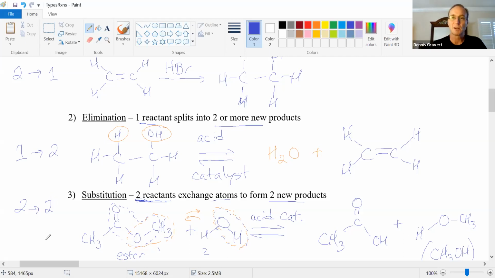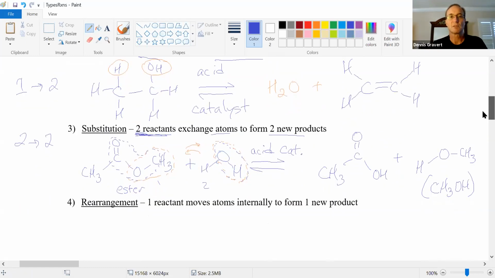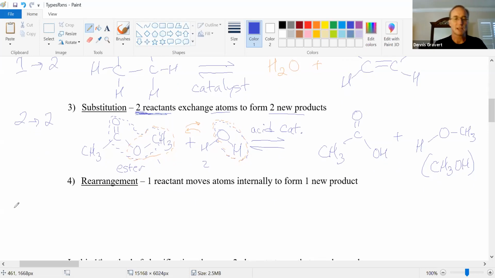Well, if you start with one and end up with one, that's rearrangement. You start with one molecule and you just move some atoms around to make a new molecule. And again, you don't lose atoms along the way. Don't eliminate, don't bring in any new atoms.